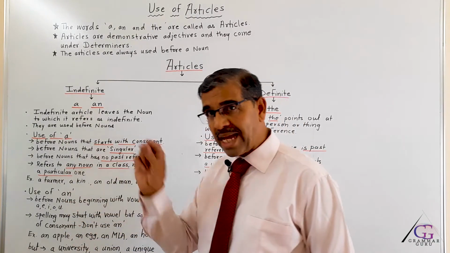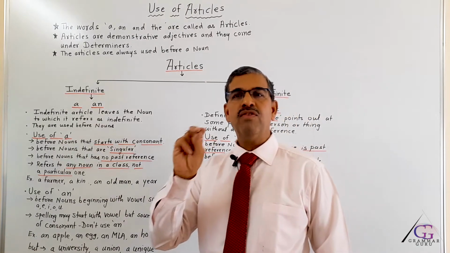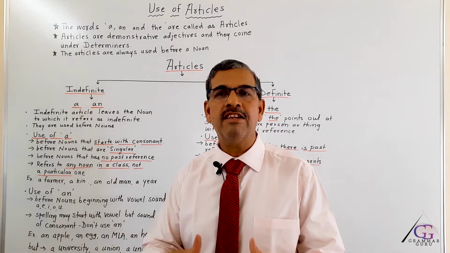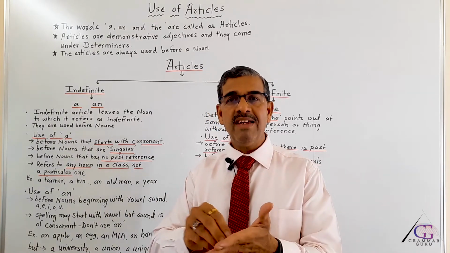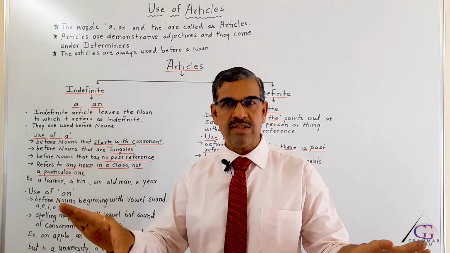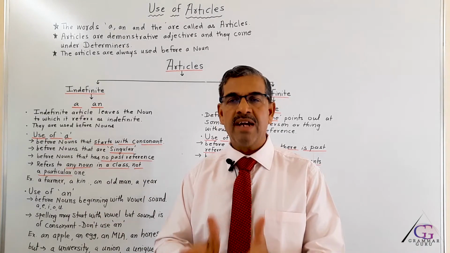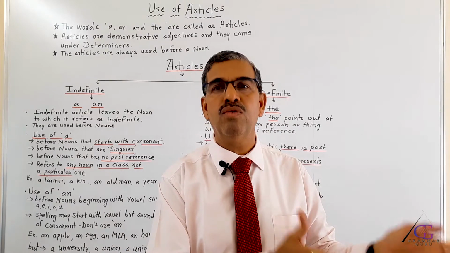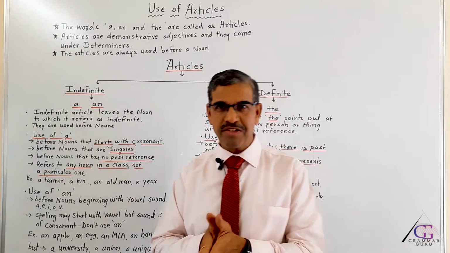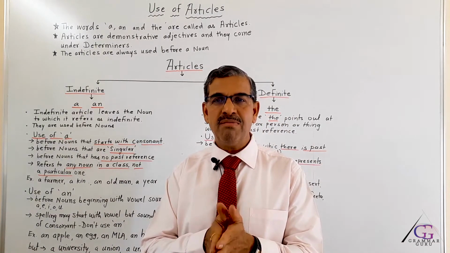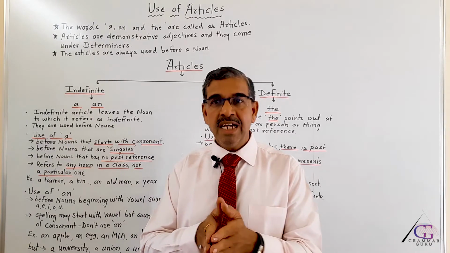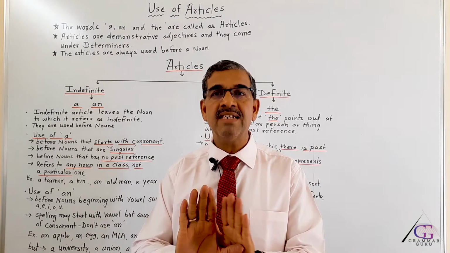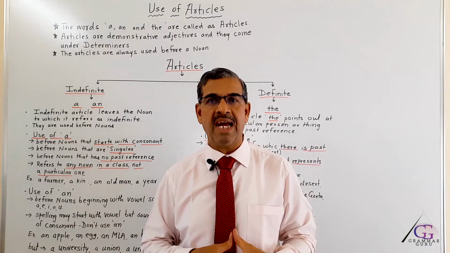Now, when to use an? Many of you must have heard in your school days teachers telling you that article an can be used whenever there is a, e, i, o, u, the 5 vowels. Yes, it is true. The article an is used before nouns which start with the vowels a, e, i, o, u, but that is half the truth. We must understand that simply because the word starts with a consonant, that doesn't mean that we have to use article an.